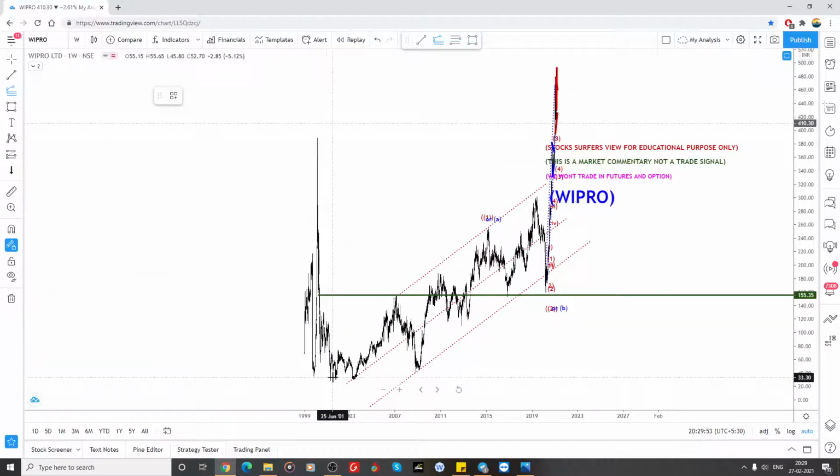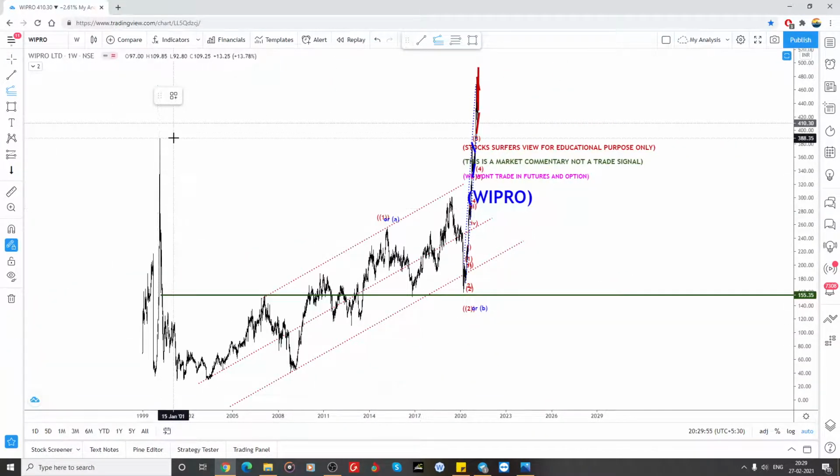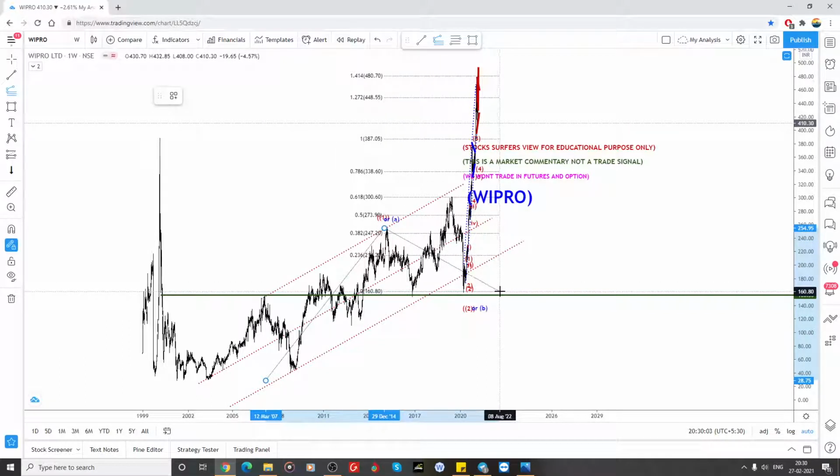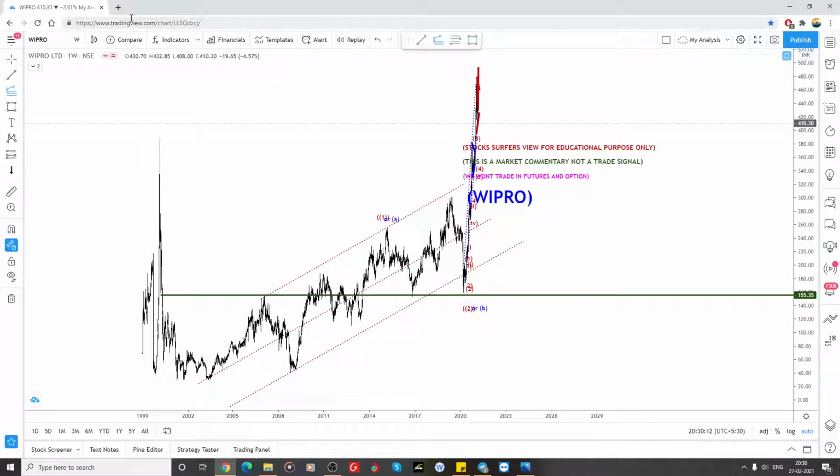Third wave means we need a 161.8. Okay, so from here to the second wave, it has not yet crossed that 141.4, so it's not yet reached that 161.8. So whether there is a chance for A, B, C as a W, and again there is a three-wave structure for the X wave, and it can shoot like that.